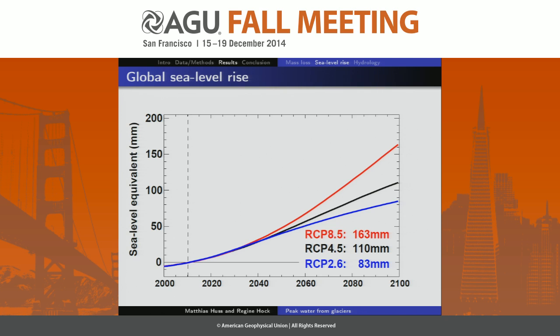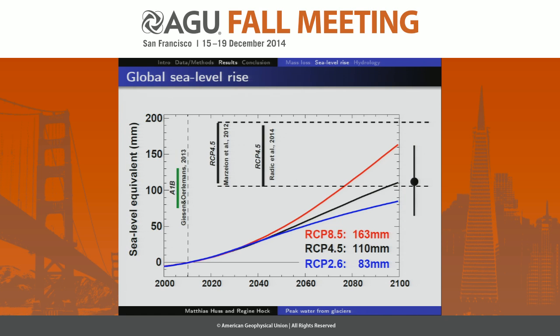Sea level rise. These are sea level rise curves, the sea level rise contribution from the glaciers according to the 3 emission scenarios. So we get something between 80 and 160 millimeters of sea level equivalent. The spread between the 14 GCMs is relatively large, and it overlaps between the different scenarios.